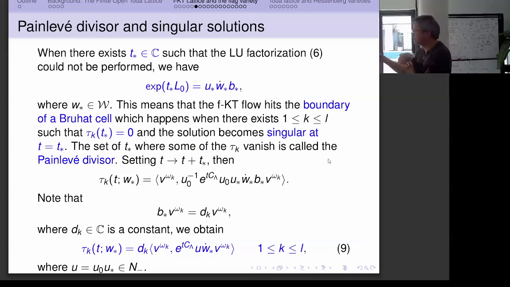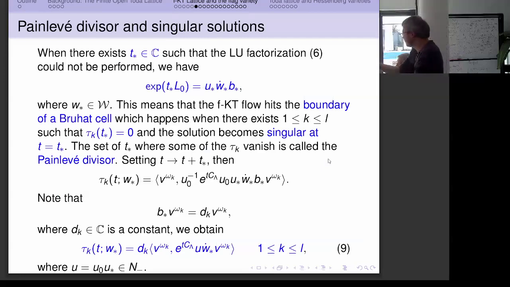Okay, so that permutation is an element in the Weyl group. This dot means I choose a representative of this Weyl group element in this group. So that means this Toda flow will hit the boundary of this bigger group cell. And that exactly means, as I said before, that when we couldn't do this, one of these principal minors is not invertible. So it becomes 0. That's one of these tau k is 0 at t star, okay? And that's our singular point. We need to understand that.